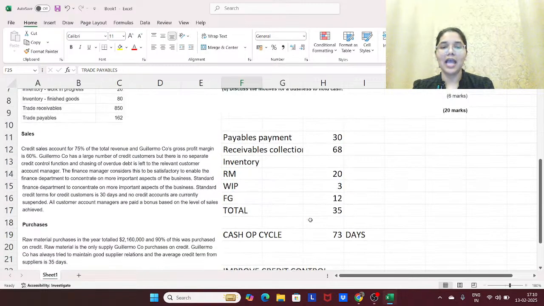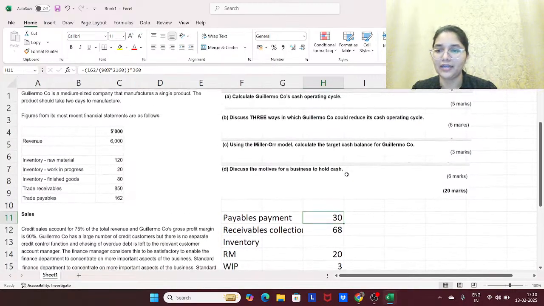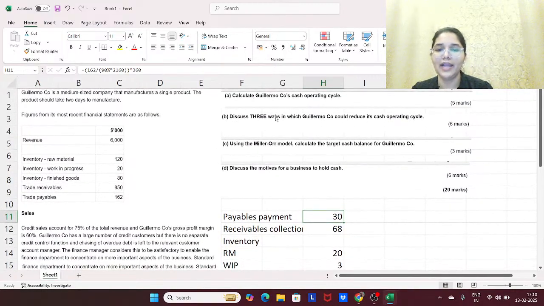Trade payables, as I told you, this is what you subtract. So if you subtract a higher amount, you will be able to reduce your cash operating cycle. So how do you increase trade payables? You should start asking for credit from your suppliers. You should request, please can we pay you in some more time. So this will further help you reduce your cash operating cycle. So this is what you will explain for these 6 marks.